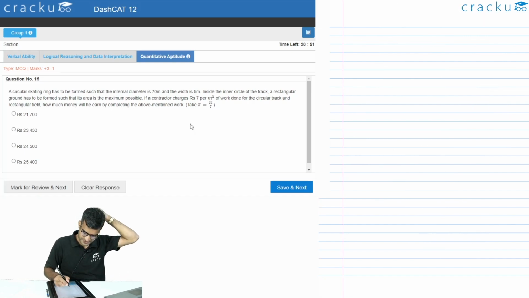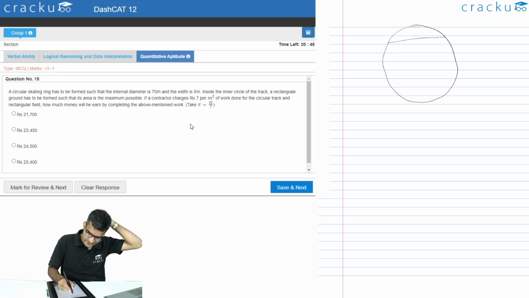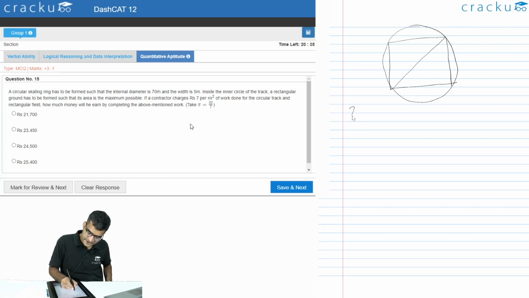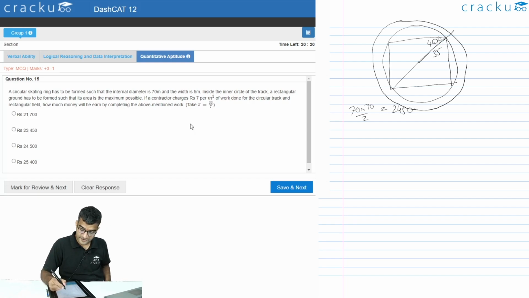Okay. So basically, there is a circle in which there is a square. This is the rectangular field. The area is maximum, so it will be a square. The diameter is 70. So the area is 70 into 70 divided by 2. This is equal to 2450. Then we have to calculate this area. So this will be 35 and this will be 40. Correct? Width is 5 meters. So what is the area?